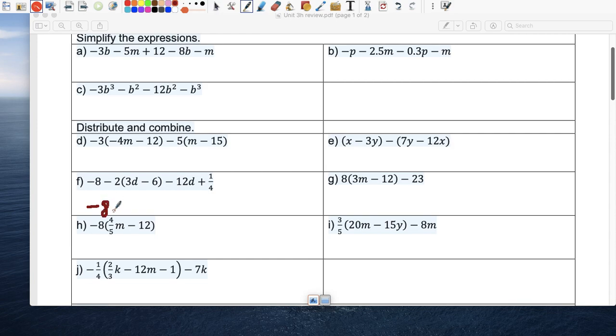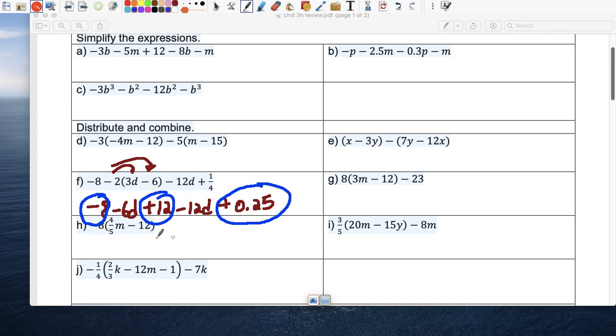Negative 8 minus 60. And then negatives are positive, plus 12, and then minus 12d, plus a fourth. So if you want to change that fourth to 0.25, and you don't have to deal with fractions, you can do that. Can we combine like terms? Yeah, we have the negative 8, plus 12, and then this plus 0.25. Negative 8 plus 12 is positive 4, and 4 plus a quarter is 4.25. Negative 6d and negative 12d is negative 18d.